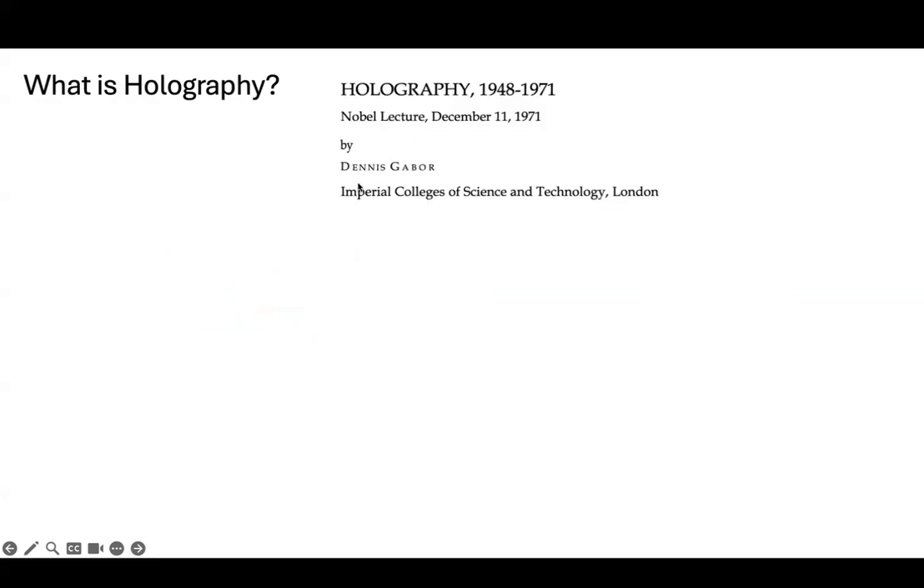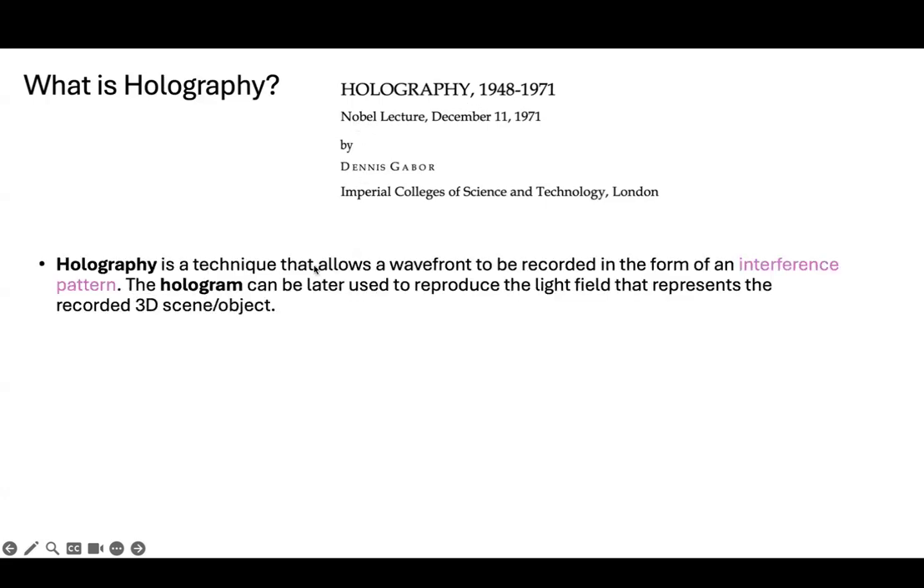So, what is holography? Holography was discovered by Dennis Gabor, who won the Nobel Prize in 1971. It is a technique that allows a wavefront to be recorded in the form of an interference pattern. This recorded hologram can then be used to reproduce the light field that represents the recorded 3D scene or object.